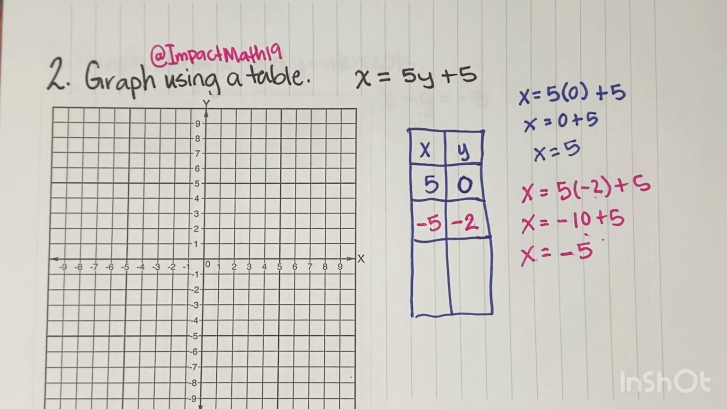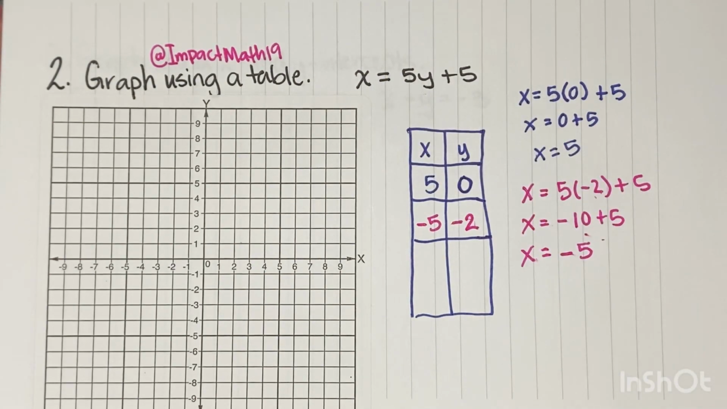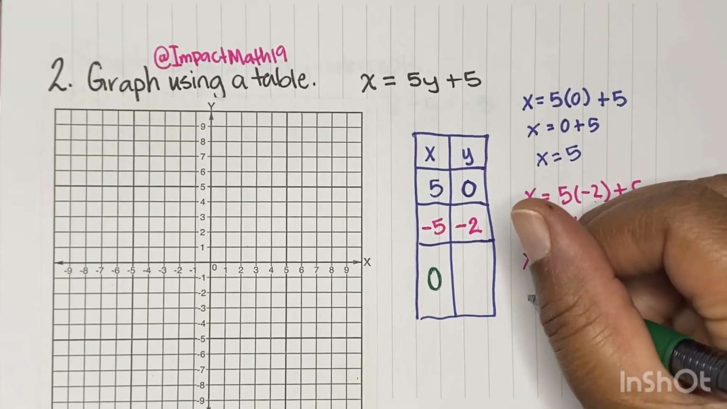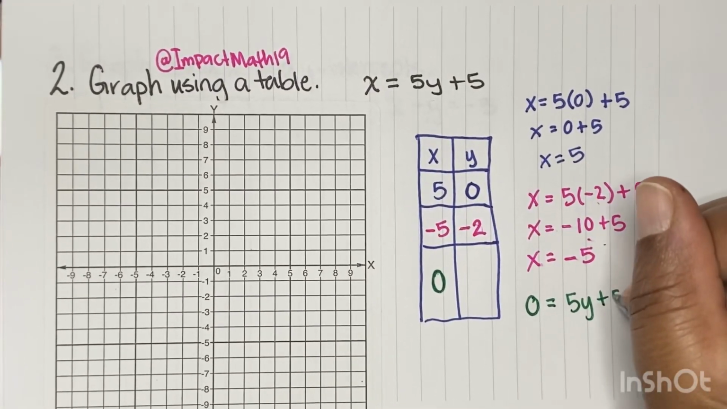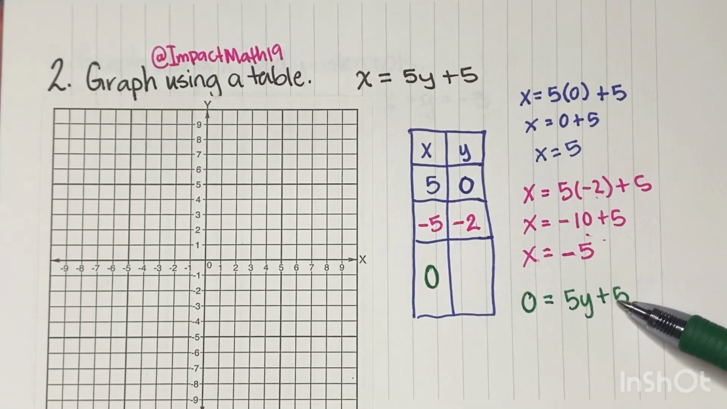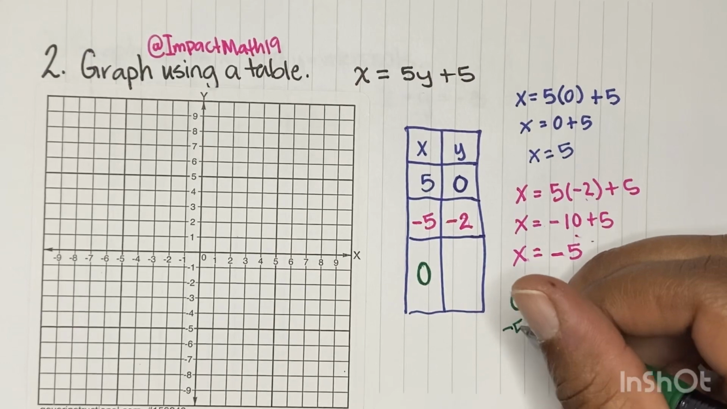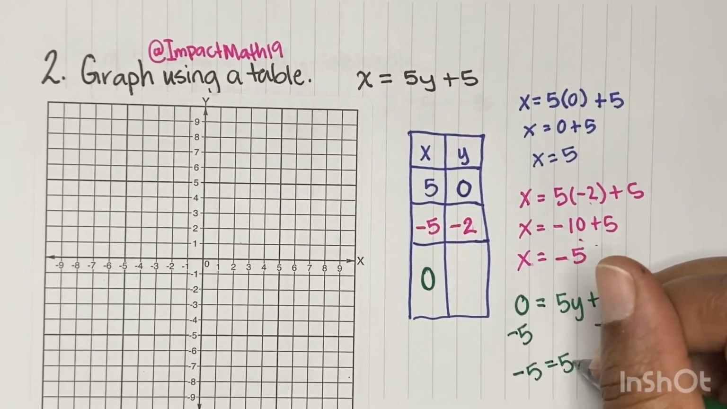Okay, now let me show you what it would look like if you decided to plug in for x. So let's plug in 0 for x here. So I would start with 0 equals 5y plus 5. Now, how do I get this positive 5 to the other side? I would minus 5 to both sides. And I would get negative 5 equals 5y.